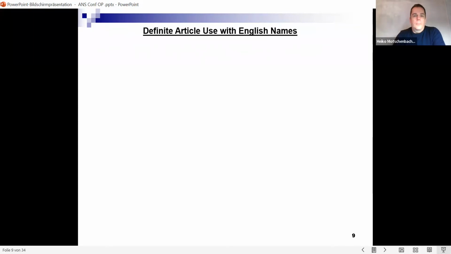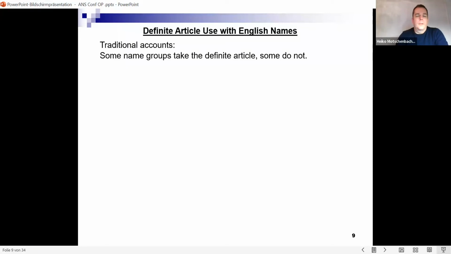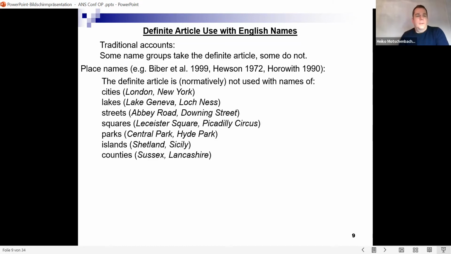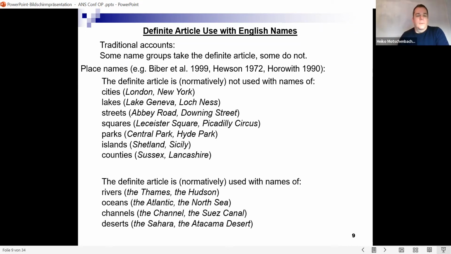So if we focus a little bit more specifically on definite article use with English names, a traditional account of this would be that some name groups take the definite article and some don't. So if you think about place names, for example, you have certain subgroups here, the names of cities, lakes, streets, squares, parks, islands, and counties. They would generally not take a definite article, but other geographical names like names of rivers, oceans, channels, and deserts, they would typically take a definite article.